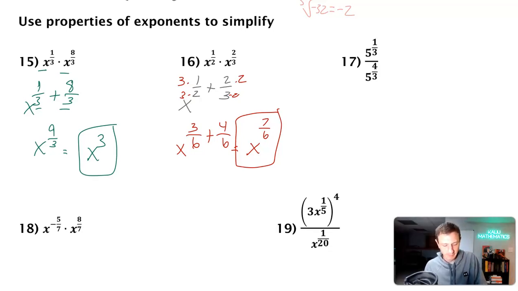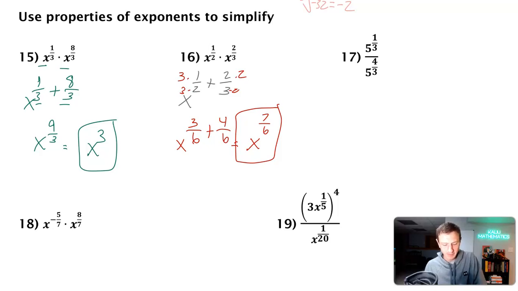Number 17, 5 to the 1/3 over 5 to the 4/3. So when we're dividing by the same base, we subtract the exponents. So this is going to be 1/3 minus 4/3. You could also do big exponent minus a small exponent. You know what? I'm going to go that route. So I like to do big exponent minus a small exponent. So I do 5 to the 4/3 minus 1/3. Same denominator of 3. So I'm going to do 4 minus 1, which is 3. So I get 5 to the 3 over 3. 3 over 3 is 1, so I get 5 to the first.